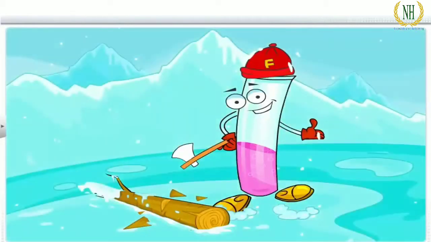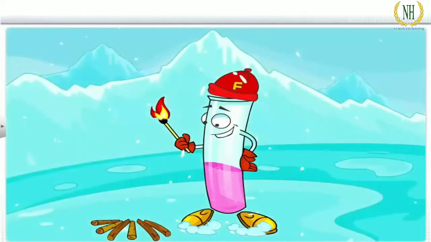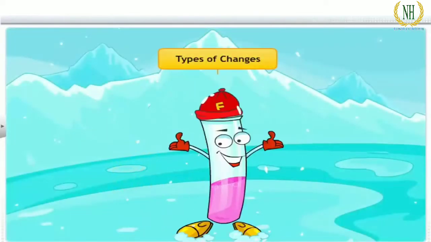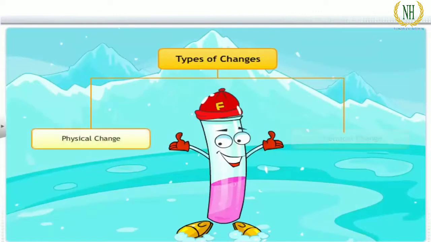This is a physical change. Let me burn this. I need some charcoal. Now this is a chemical change. There are two types of changes, physical and chemical. Physical changes are temporary, and chemical changes are permanent. Substances can undergo either physical or chemical changes to form new substances.